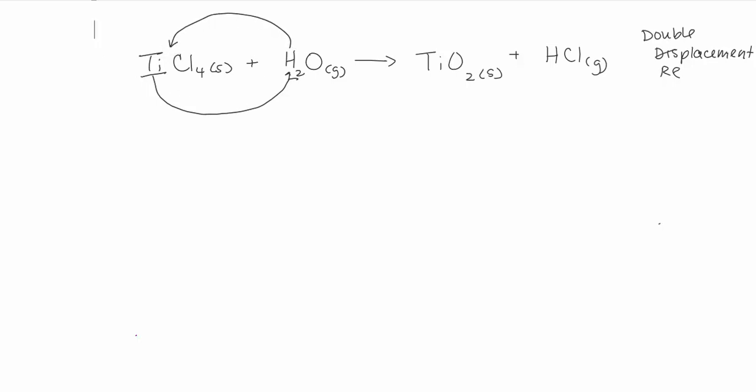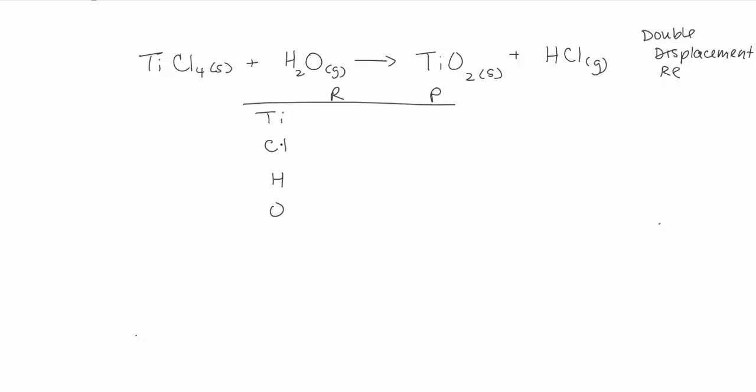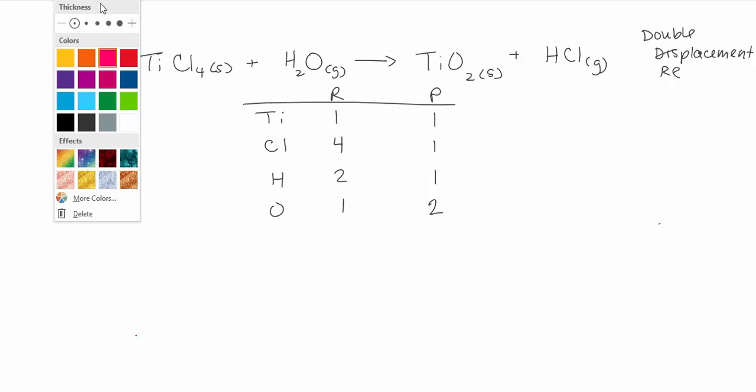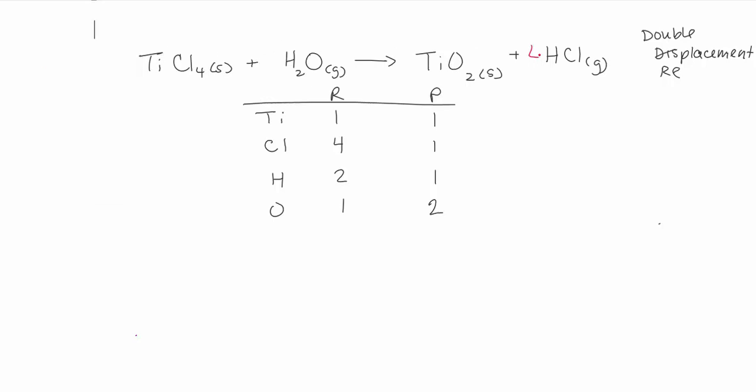But first, let's balance it. So we have our titanium, our chlorine, hydrogen, and oxygen. We have our reactants and products. On the reactant side, we have 1 titanium, 4 chlorine, 2 hydrogen, and 1 oxygen. On the product side, I have 1 titanium, 1 chlorine, 1 hydrogen, and 2 oxygen. Now I'm going to start with chlorine for no other reason than it seems fairly straightforward. So I'm going to put a 4 here, and that's going to change the number of hydrogen and the number of chlorine that I have.